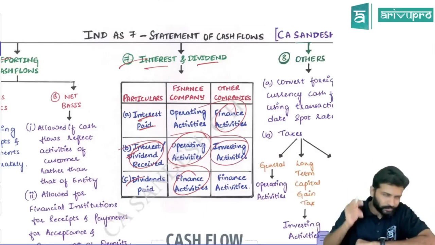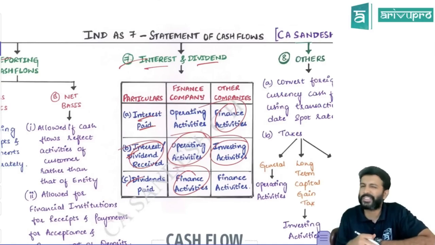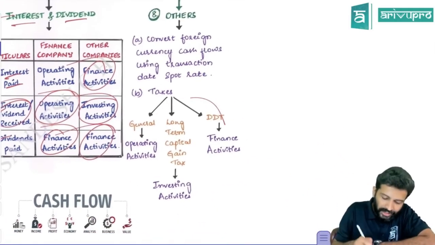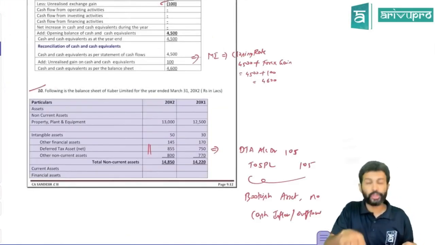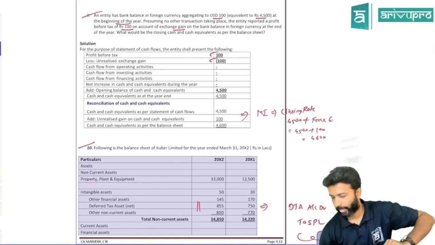However, dividend paid. Dividend will be paid on the equity shares or preference shares, which are a source of finance. So dividend paid will still be a financing activity itself. Tax I already told. So this was your quick conceptual revision relating to IND AS 7. So let's go over some questions.